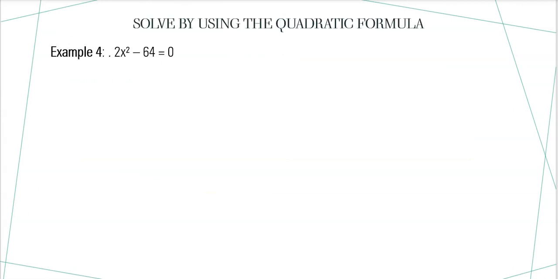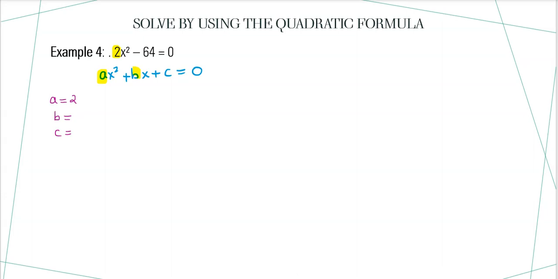Now, solving this, first let's compare this equation with the standard quadratic equation, which is ax² + bx + c = 0. Now, let's find the values of the constants a, b, and c. If we look at the given equation, a stands for the coefficient of x². Here the coefficient of x² is 2. So, a takes value 2.